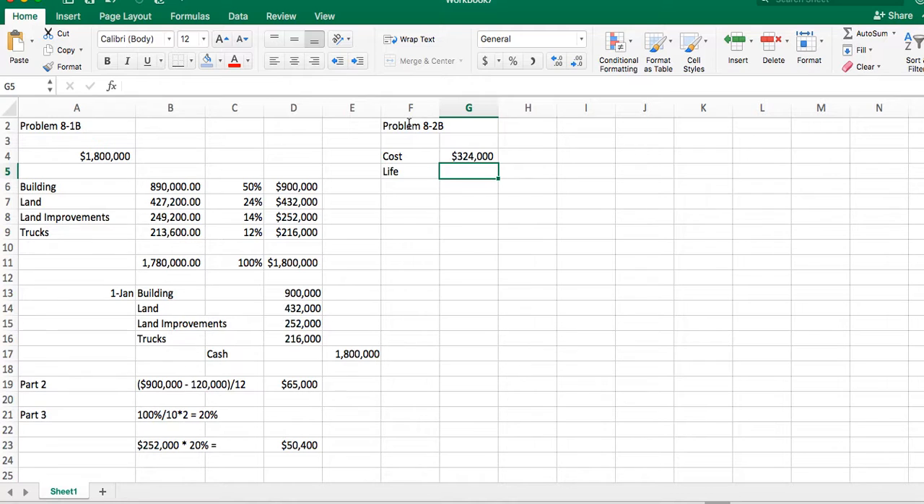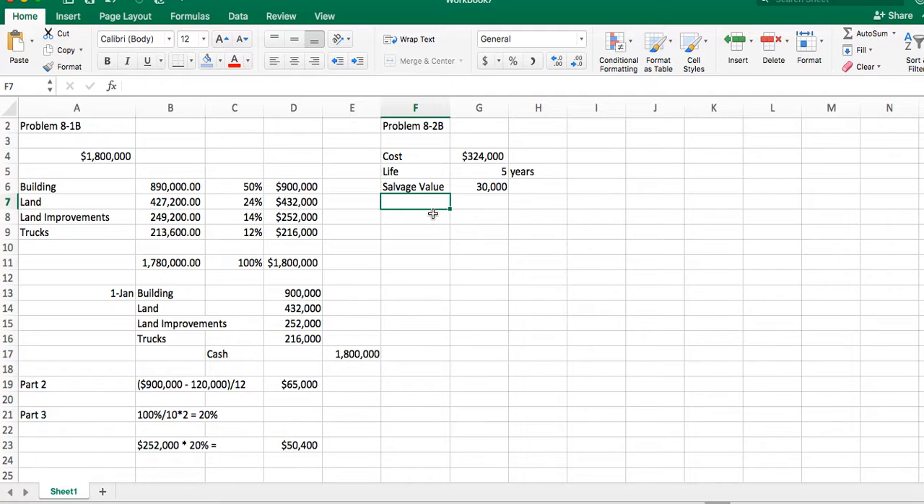The life of the machine is 5 years. Salvage value is $30,000, meaning what it will be at the end of its life. And we need that information to calculate depreciation, but then there's other ways to calculate depreciation based on usage. And so we also know that units that it will produce over its life is 1,470,000.